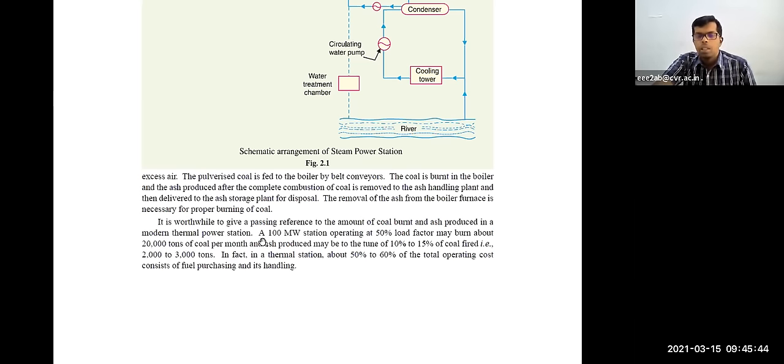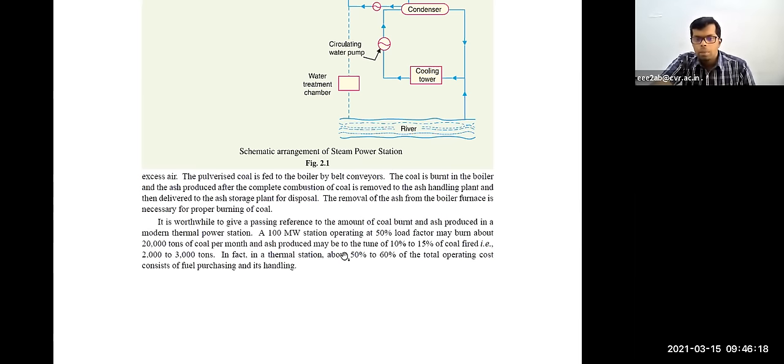It is utilized for generating 1,000 megawatts of power in a month, for 30 days. And the ash produced may be up to 10 to 15% of the coal fired. In the outlet you may get 2,000 to 3,000 tons of ash. So this ash again is utilized in concrete and cement factories like that.